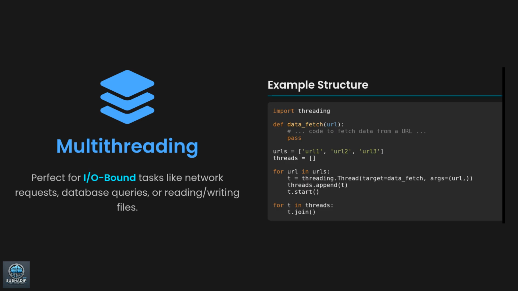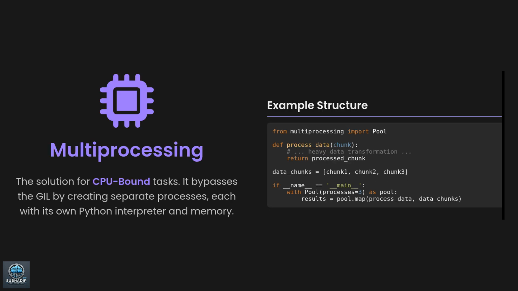Multithreading involves running multiple threads within the same process. Because of the GIL, threads are most effective for I/O-bound tasks. When a thread is waiting for an external operation, like a network response or a file to be read, the GIL is released, allowing other threads to run. This is great for tasks like web scraping or querying multiple APIs concurrently.